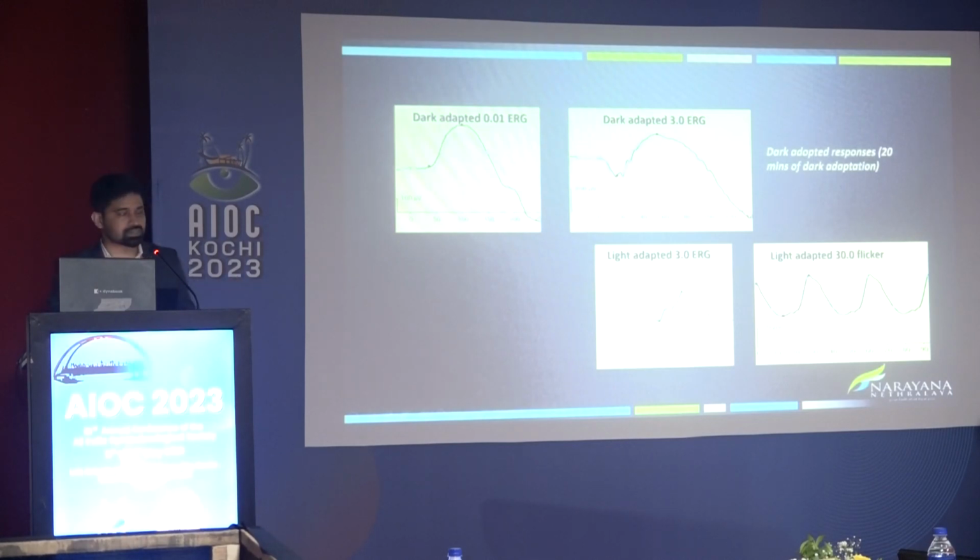In that dark adapted state, if you stimulate the retina with a very small intensity of 0.01 candela per centimeter square, what you get is a predominantly rod driven response. Clear? There is no contribution from cones here. Once you increase the intensity of the stimulus, the A wave also starts appearing, so the cones will also start contributing. This is what we call the combined response.